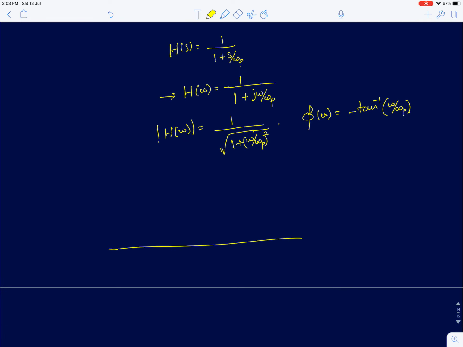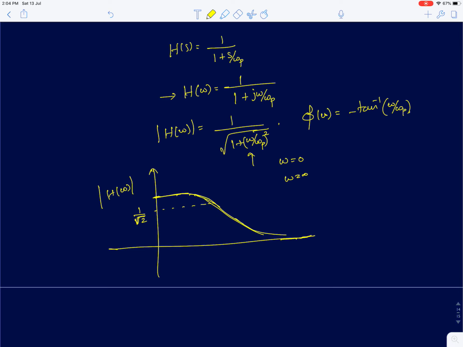Now first I'll try to plot this function, which is mod of H of omega, the magnitude response. I'll first start with two conditions. When omega is 0, the value of the function is 1. When omega equals infinity, the value is 0. Now at omega equal to omega p, the value of the function becomes 1 by root 2.